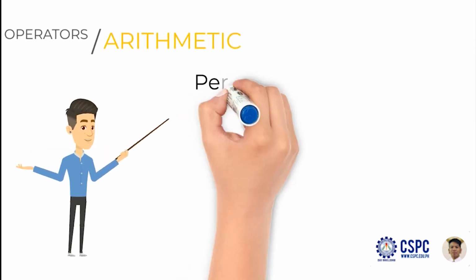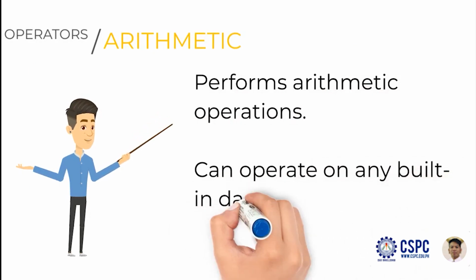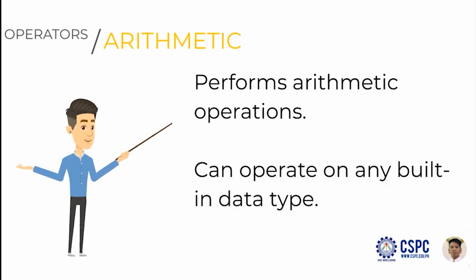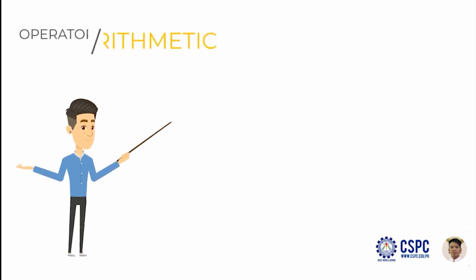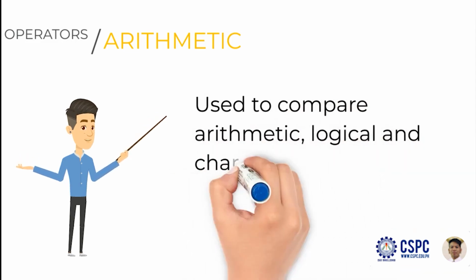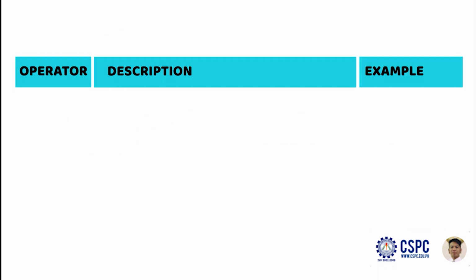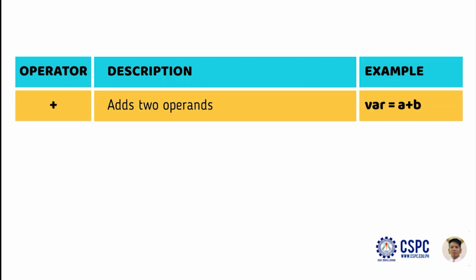The arithmetic operators perform math operations. The arithmetic operators can operate on character, integer, float, or double data type. This type of operator is used to compare arithmetic, logical, and character expressions. Here is the list of the arithmetic operators and their use.